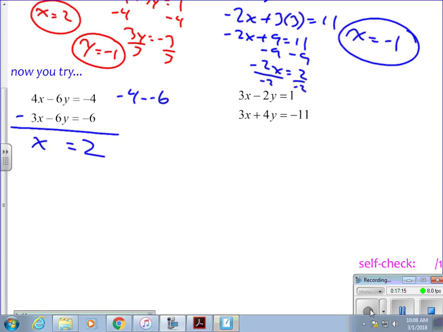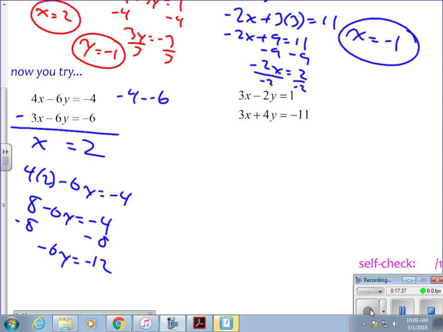Okay. So that was actually nice. I'm done. X equals 2. That gives me that. I don't have to do any division. I don't have to make any more steps. It makes it nice. Take 2, plug it into either one. I'll put it in the top one just because I like doing that. 4 times 2 minus 6y equals negative 4. 8 minus 6y equals negative 4. Subtract 8. Negative 6y equals negative 12. Divide by negative 6. And I get y equals 2.